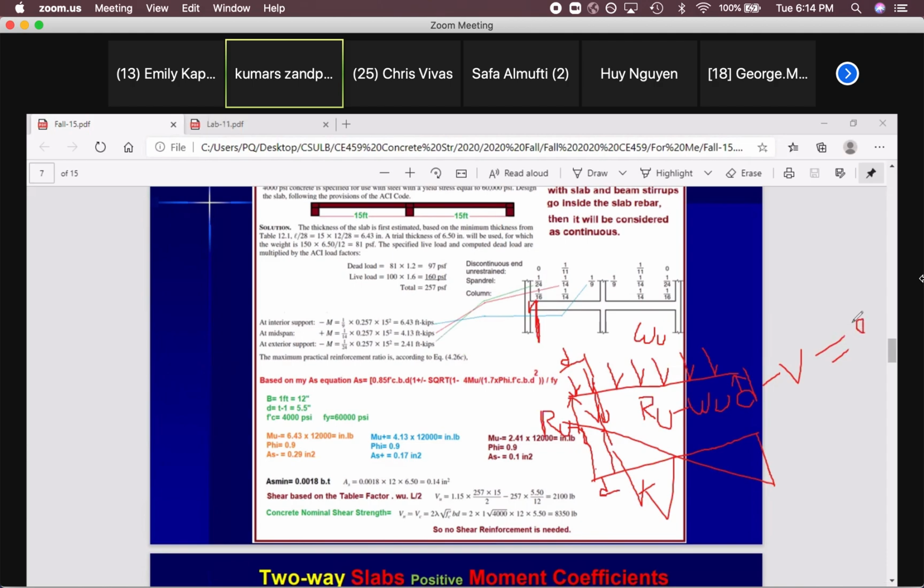Then we go to the other side. Your shear should be RU minus omega U times D. RU is your VU here, so this is RU minus omega U times D. That's the equation. If you go back to the beams, to the shear, you can see we wrote these equations to find that shear at D from the face of the support. Is that clear now? Yeah, thank you.